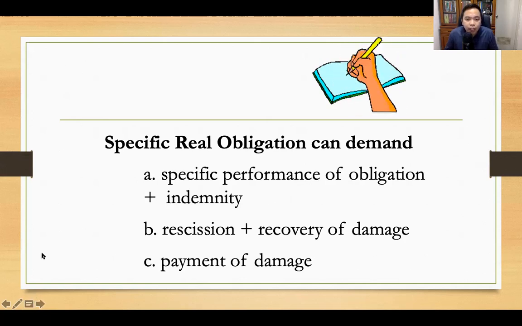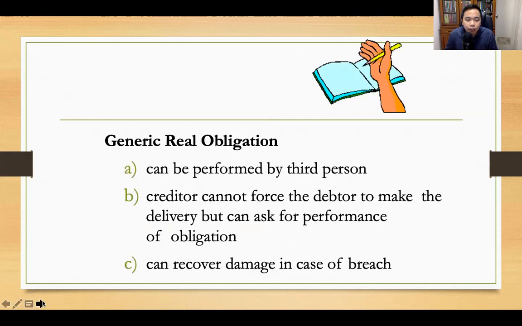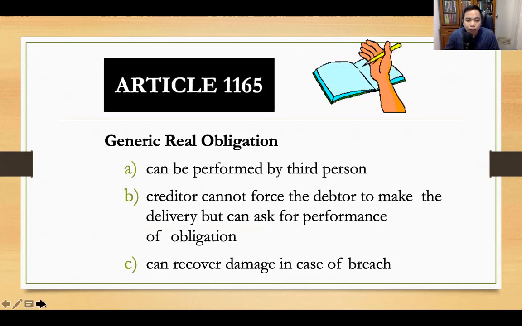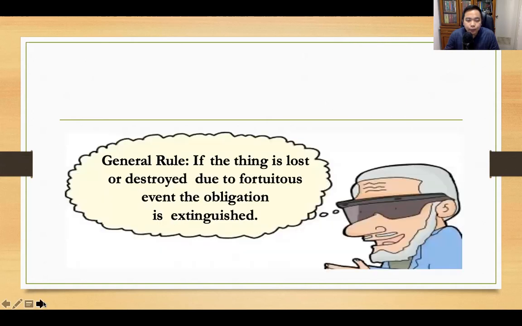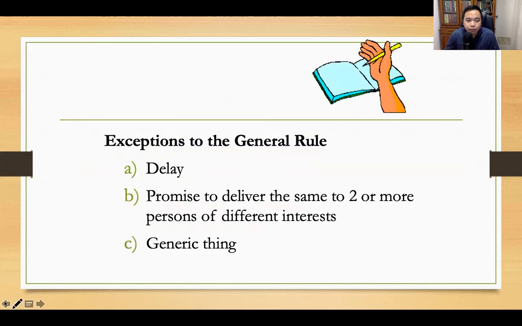For a specific real obligation, the creditor can demand specific performance of the obligation plus indemnity, or rescission plus recovery of damages, and then payment of damages. Okay. A generic real obligation can be performed by a third person. The creditor cannot force the debtor to make the delivery but can ask for performance of the obligation, and can recover damages in case of breach. Okay.